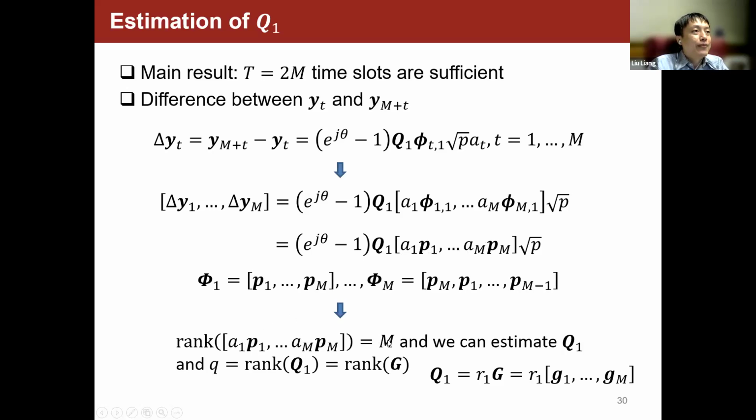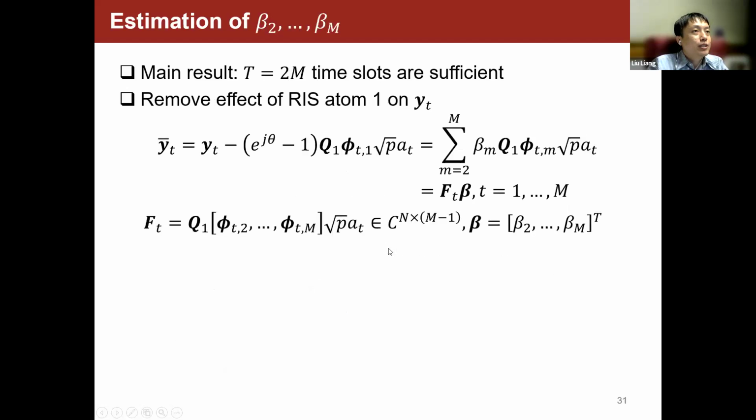The rank is M. And if we can prove this is a full rank matrix, then we have Mn linear equations and Mn unknowns, so we can uniquely solve these linear equations. We can estimate Q1 uniquely based on this linear system. So that's why we can use 2m time slots to estimate Q1. Okay, this is the first result.